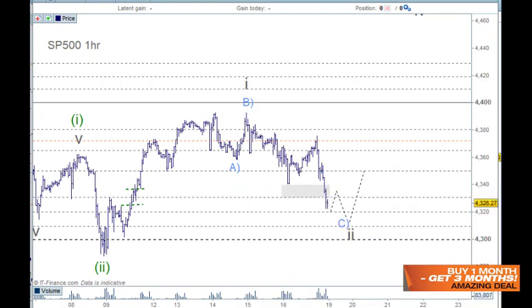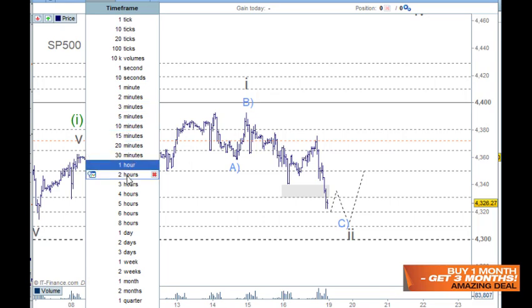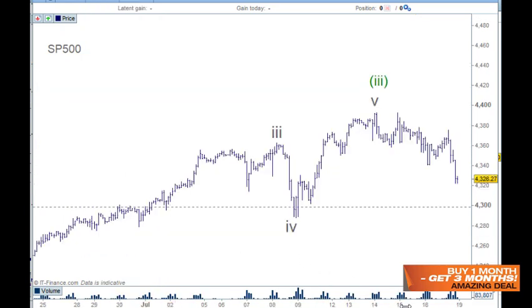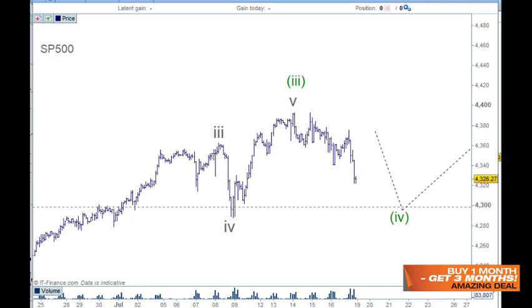So just bringing that out of the way. I can't really bring wave 2 lower down here to the 78.6, the square root of 61.8%, based on this particular structure in here. So that's sorted out a little bit. We're probably looking at something like this here.